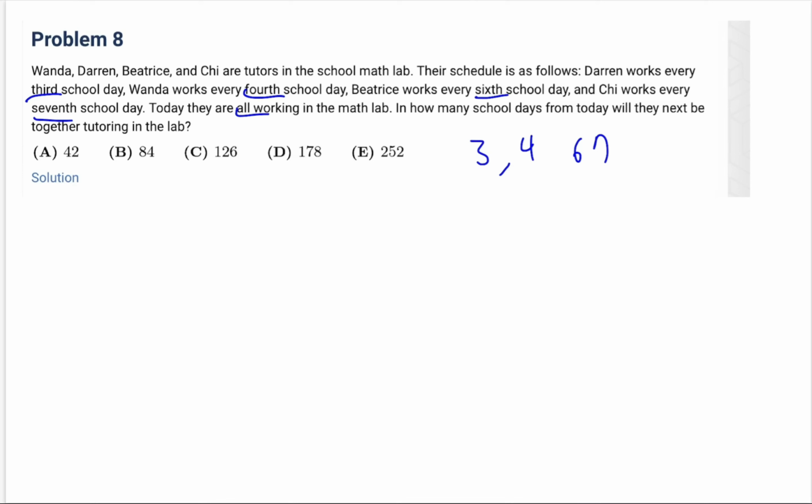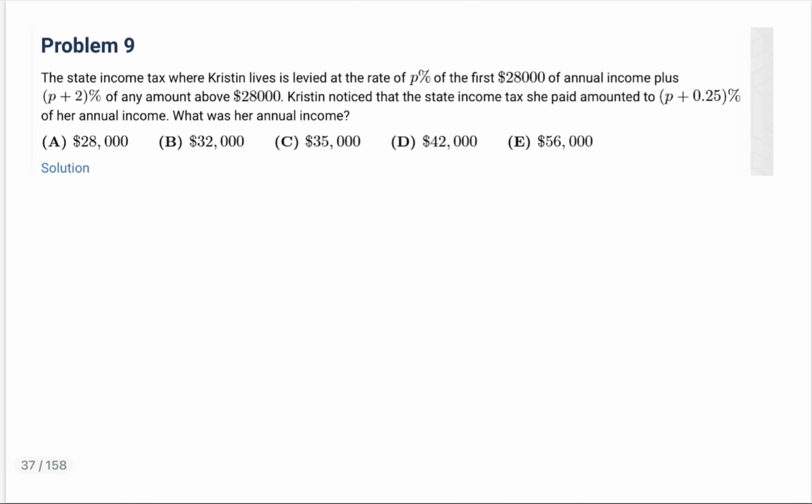So it's 3, 4, 6, 7, and we're trying to solve the LCM of these. This is basically 12 times 7, since it's 3, 4, and 7. So it's 84. It's B.